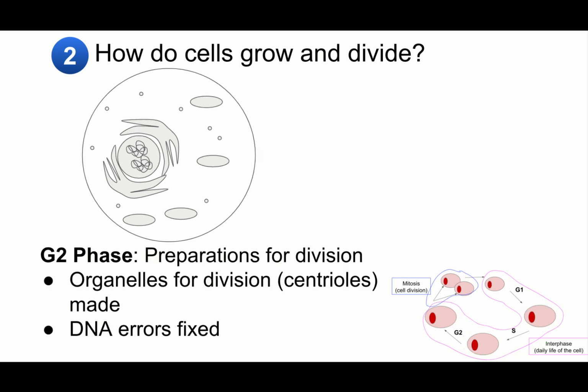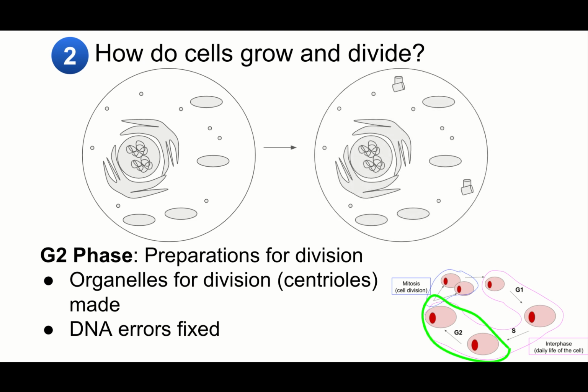And in fact, G2 phase, the next phase of our cell cycle, here it is, this green highlighted part of our cell cycle, is where we fix those mistakes that we made during cell division. All right, so we start G2 phase with our big cell. Organelles have been duplicated, DNA has been duplicated, and G2 phase is where we prepare for division. During G2 phase, our organelles for division, which are called centrioles, will be made, and our DNA errors will be fixed. Those mistakes we made during DNA replication, we will fix those in G2 phase.